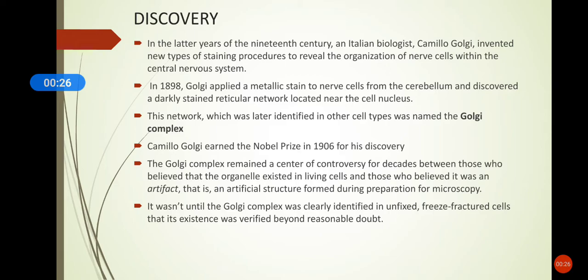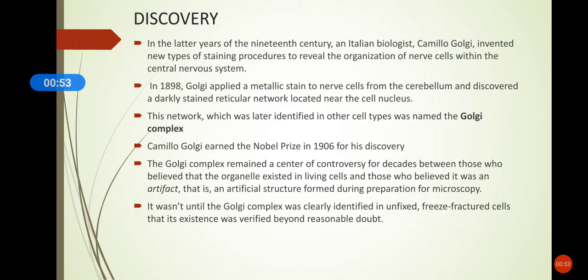He was working with nerve cells, and in 1898 he applied a metallic stain to the nerve cells, and he discovered that a darkly stained reticular network was seen near the cell nucleus. Later he called this reticular network the Golgi complex. For this discovery he earned the Nobel Prize in 1906.